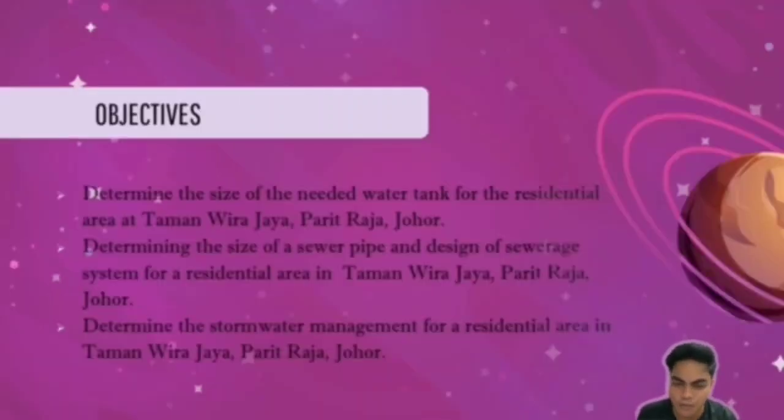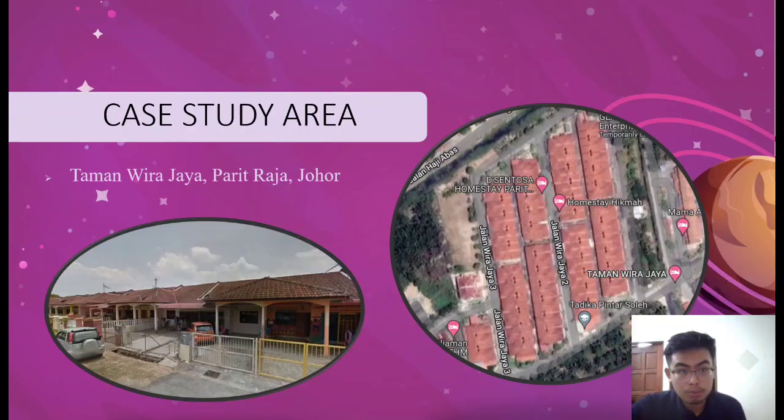So the objectives of our project are, firstly, to determine the size of the needed water tank for the residential area at Taman Wirajaya Pariraja Johor. And then to determine the size of a sewer pipe and design of sewerage system for a residential area in Taman Wirajaya Pariraja Johor. And the last one, to determine the stormwater management for a residential area in Taman Wirajaya Pariraja Johor.